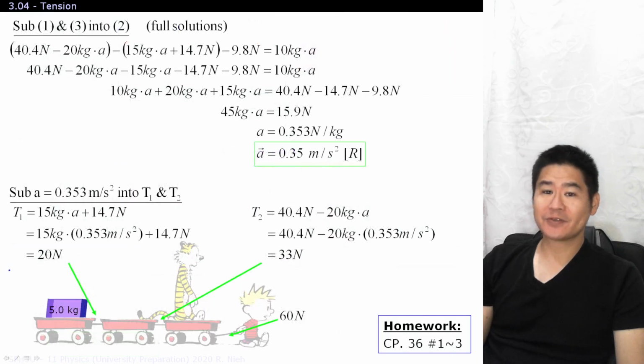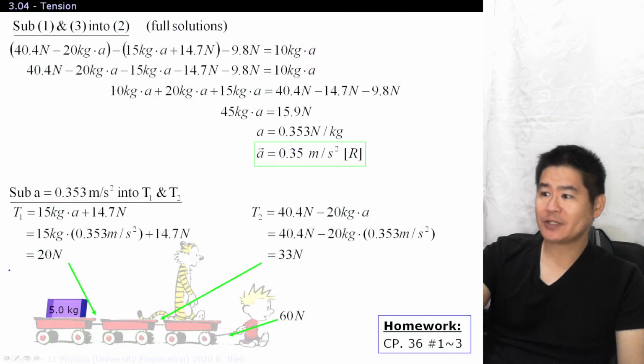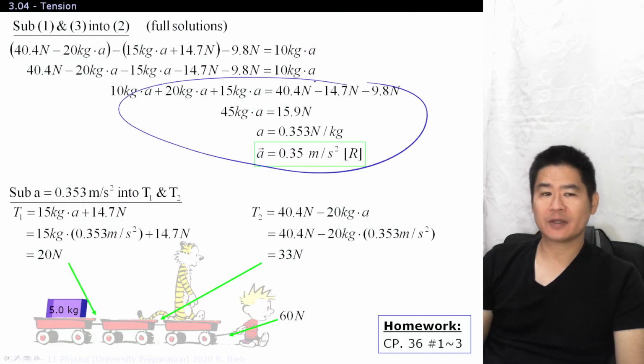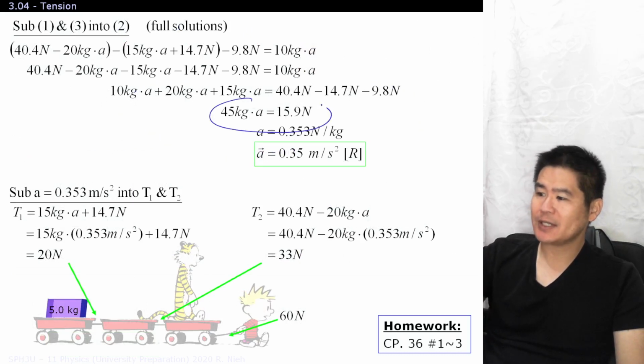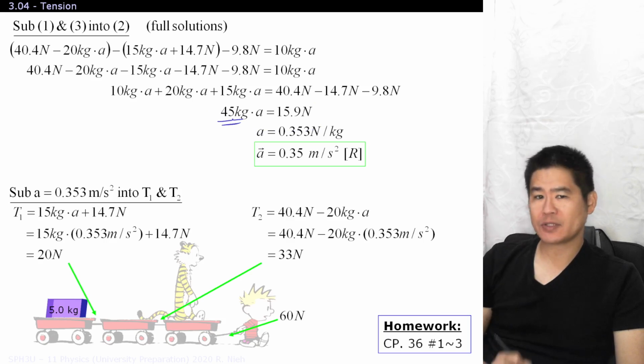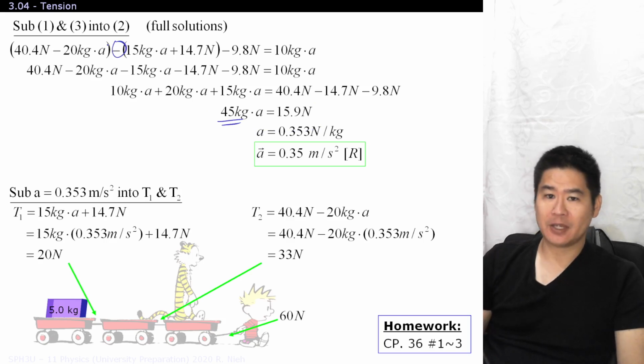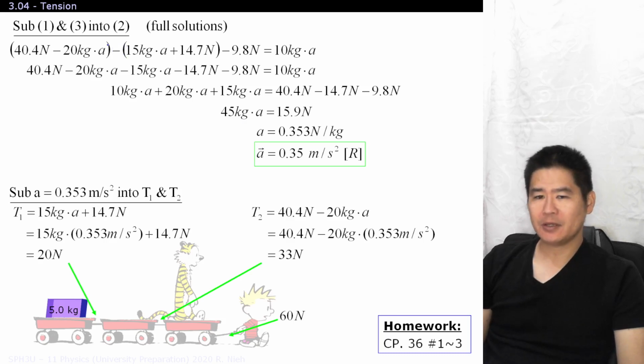Here's the full solution of collecting like terms, simplifying, and solving. As mentioned, you'll notice in the second last step, your mass is always the total mass. If you get anything but that, it could be that you forgot to carry the minus sign through the terms or something like that. But your second last line before your solution is always the total mass.